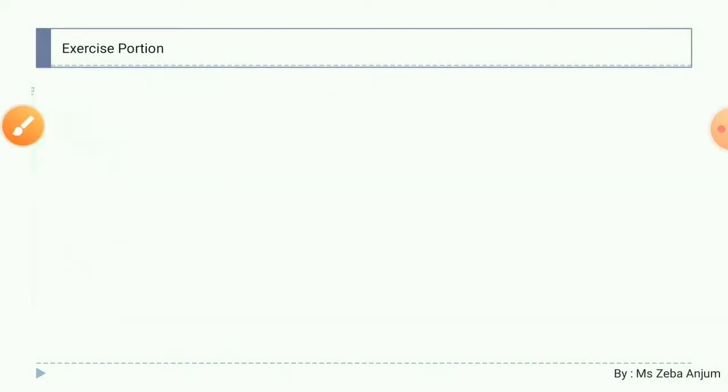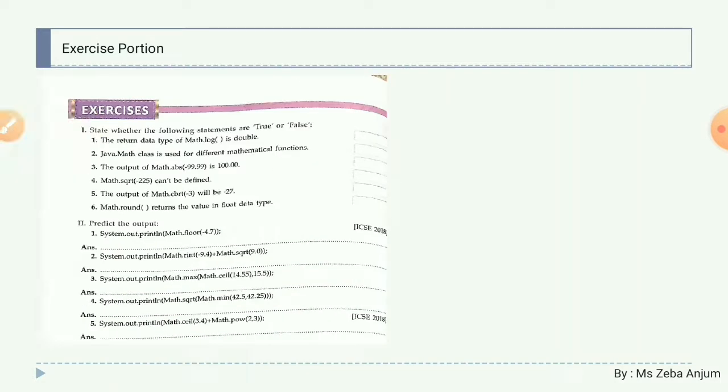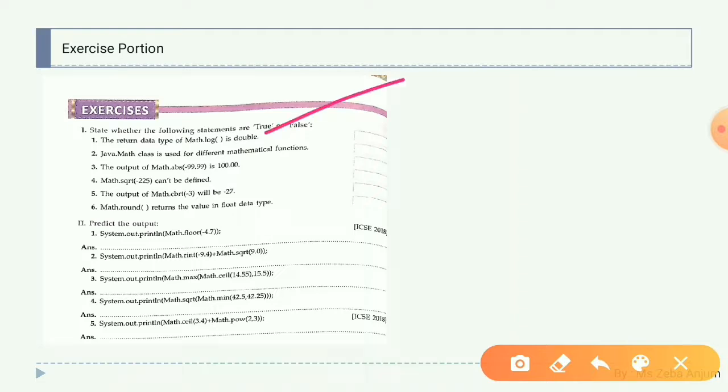Now let us move forward to your exercise portion. See, the first question is: state whether the following statements are either true or false. Now see the first one. The return data type of Math.log is double. It is clearly true. We have already learned regarding this. The second one, java.lang.Math class is used for different mathematical functions. Yes, true. We have learned different mathematical functions.